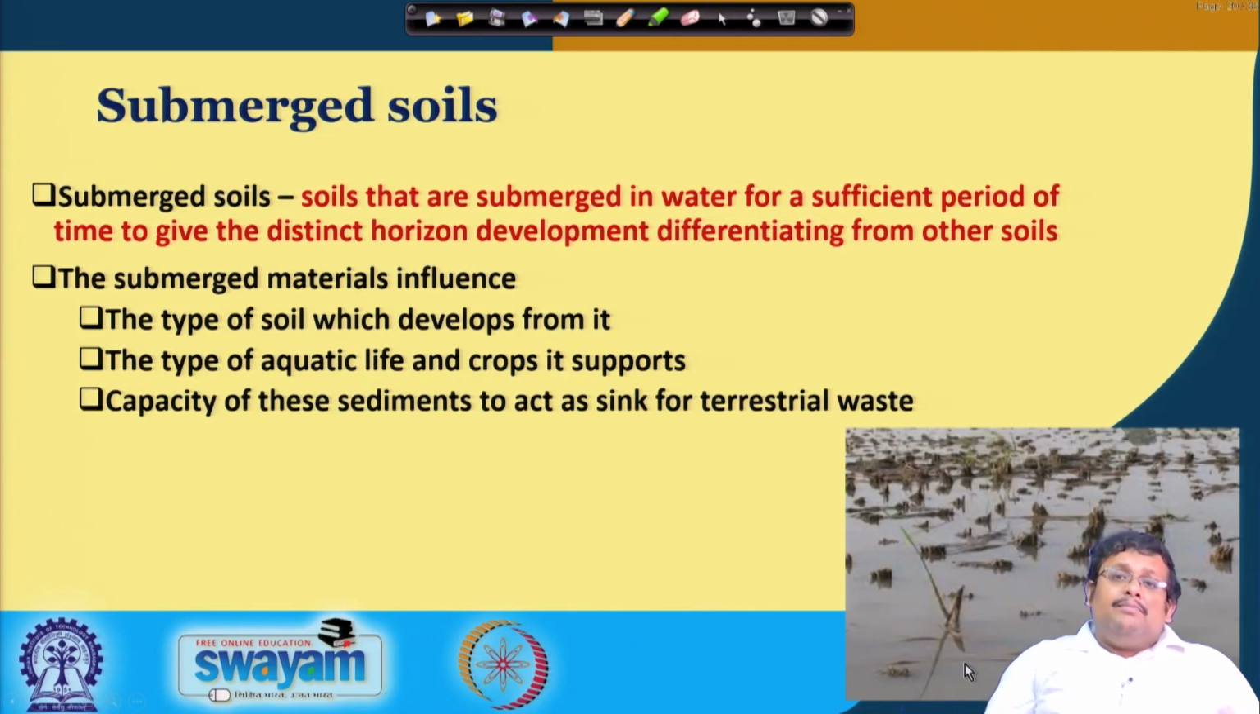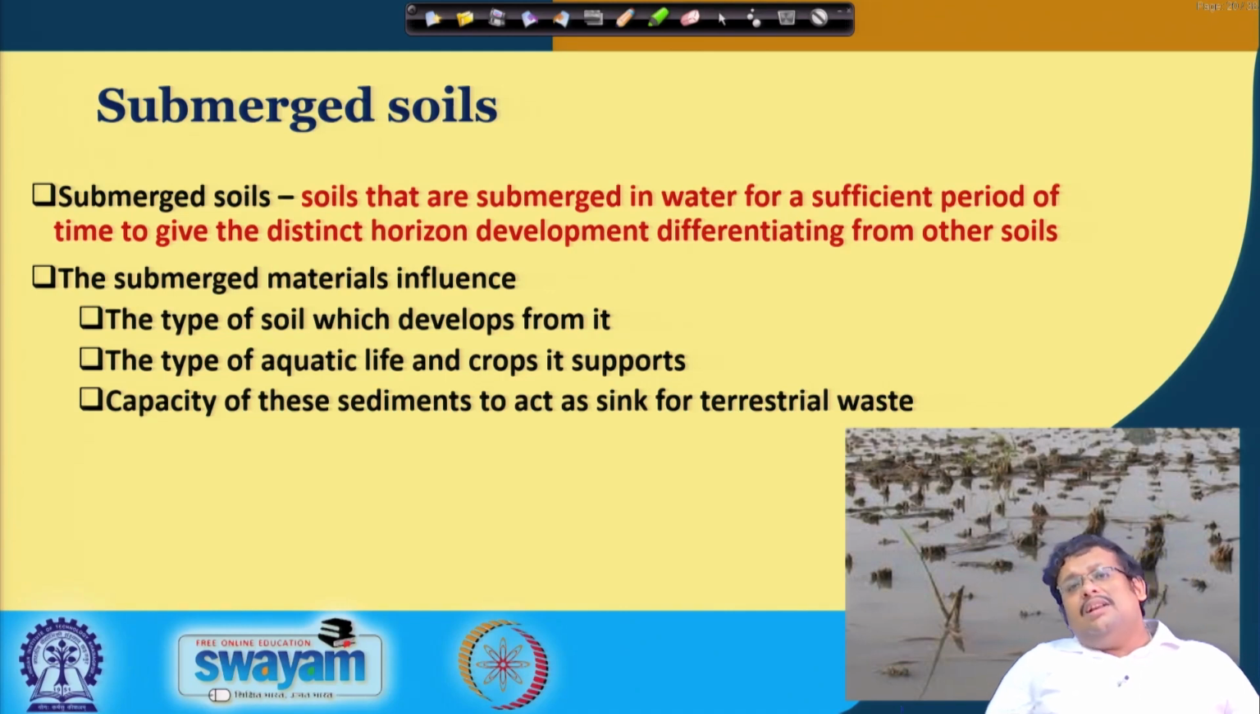Now, let us start a very important chapter, that is submerged soils. Submerged soils are the soils which are submerged in water for a sufficient period of time to give distinct horizon development differentiating them from other soils. The submerged materials influence the type of soil which develops from it, the type of aquatic life and crops it supports, and the capacity of these sediments to act as a sink for terrestrial wastes.